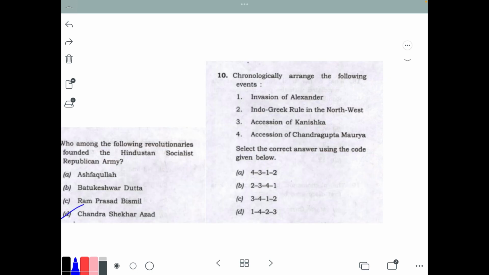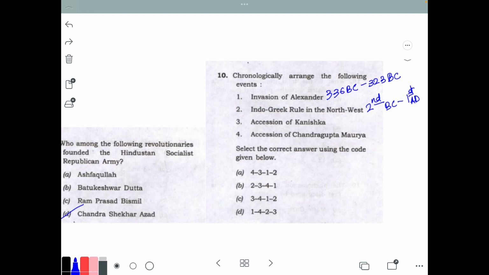Now coming to question number 10. Chronologically arrange the following events. Invasion of Alexander that happened around 336 BC to 323 BC. The Indo-Greek rule in the northwest. The Indo-Greek kingdom was ruled by over 30 Greek kings in the northwest and North India from 2nd century BC to 1st century AD.